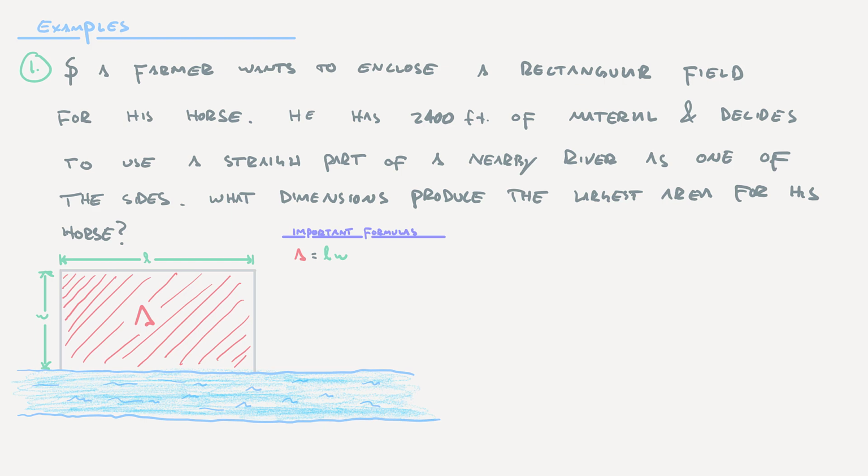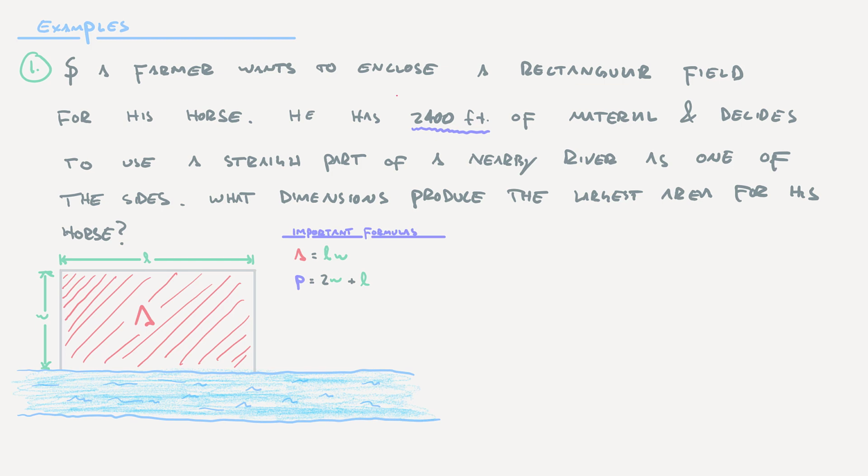So let's get some important formulas written down. We're maximizing area, which means we're going to use the area formula. Area is equal to length times width. That's the thing I want to maximize. The problem, though, is that it's in two variables. It's in terms of length and width. We also have the perimeter formula at our disposal.